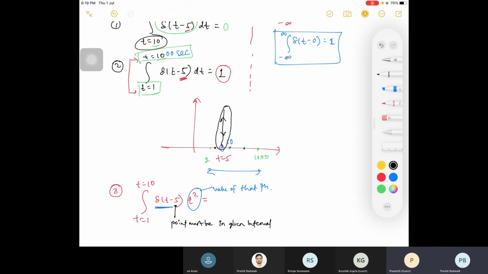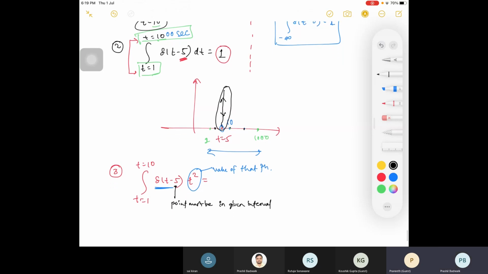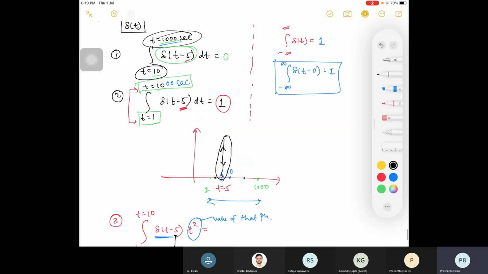Sir, can you repeat this third one again? Okay, see what I wrote here. Area under your direct delta function is 1 when it is from minus infinity to plus infinity, because here I'm writing the value or the point, this 0. See, I'm writing 0 and 5. These two values I wrote are basically the points at which you need to find out the value of that function.